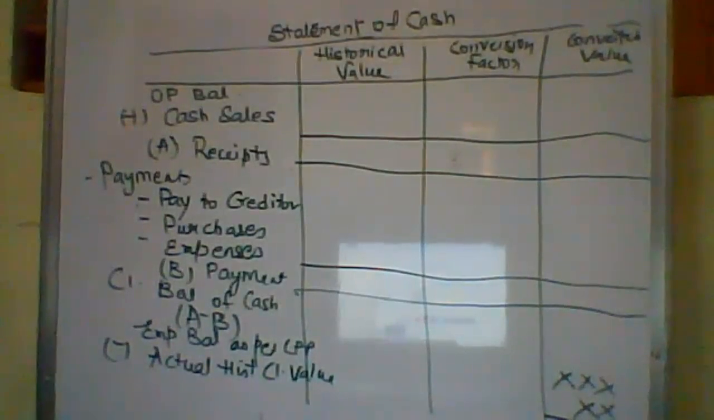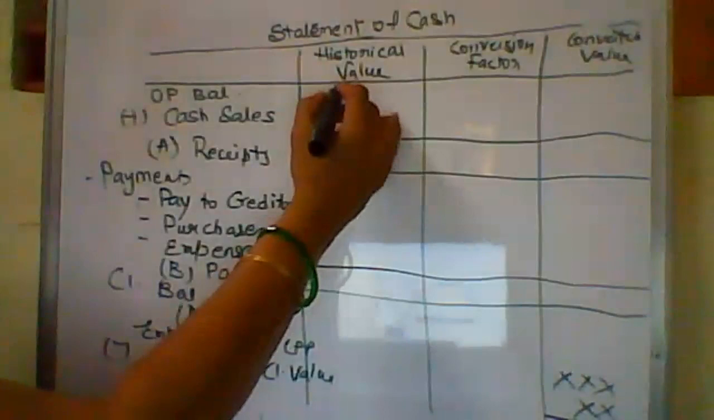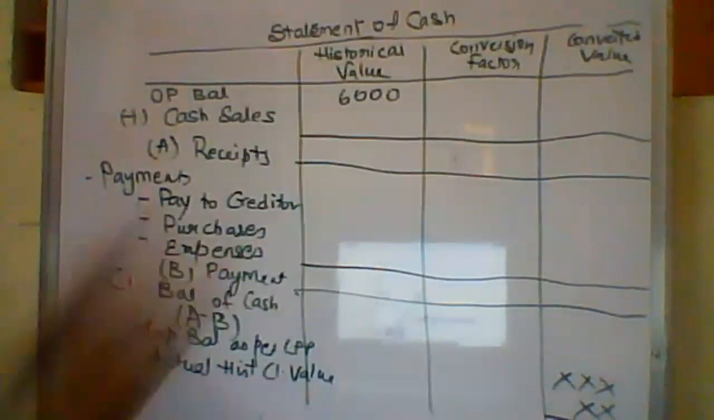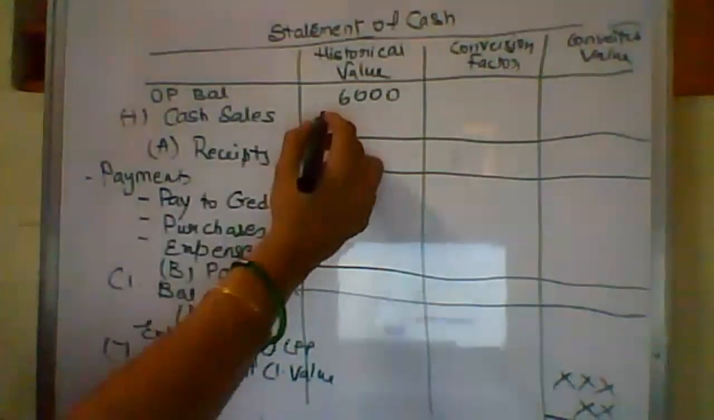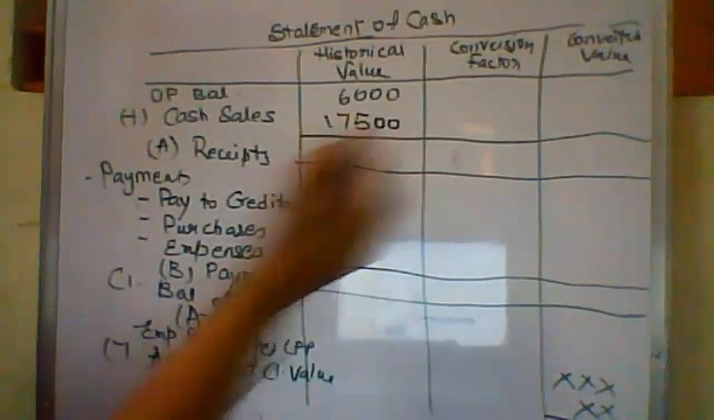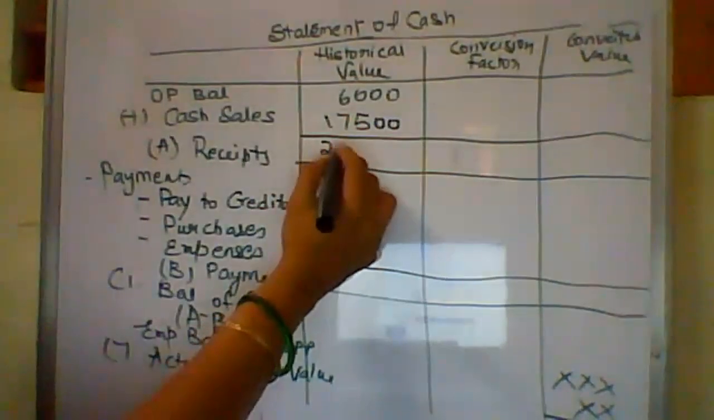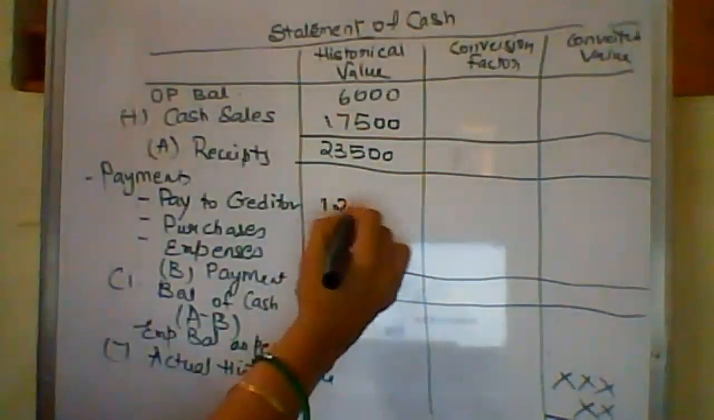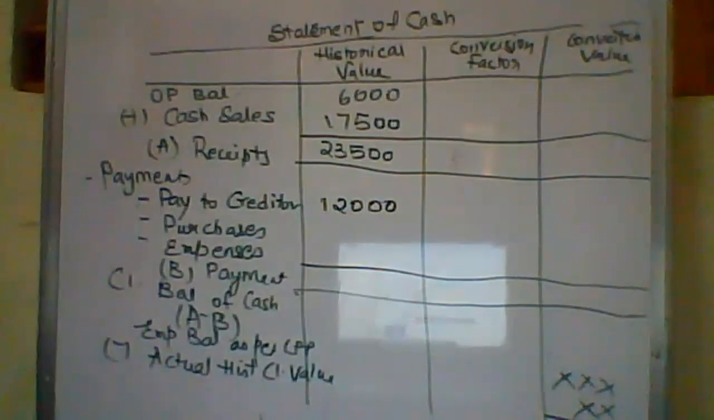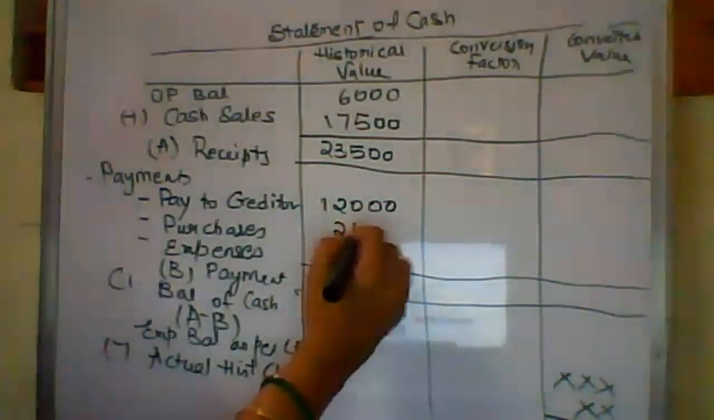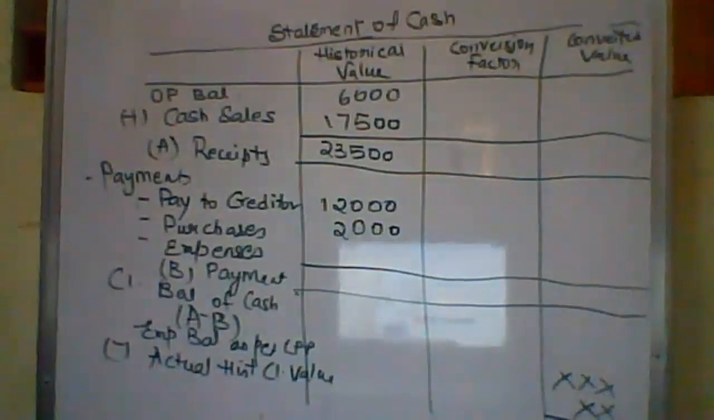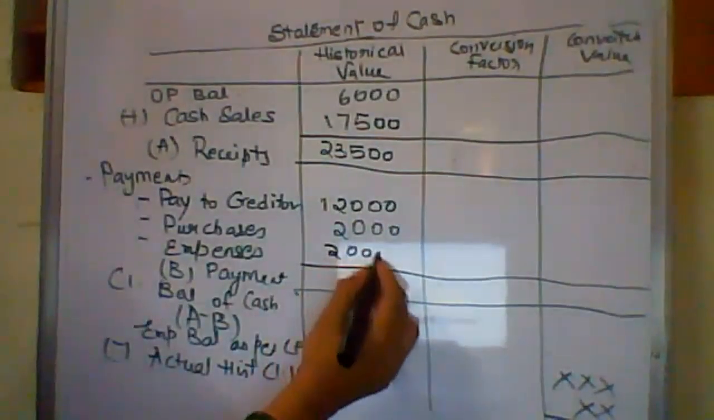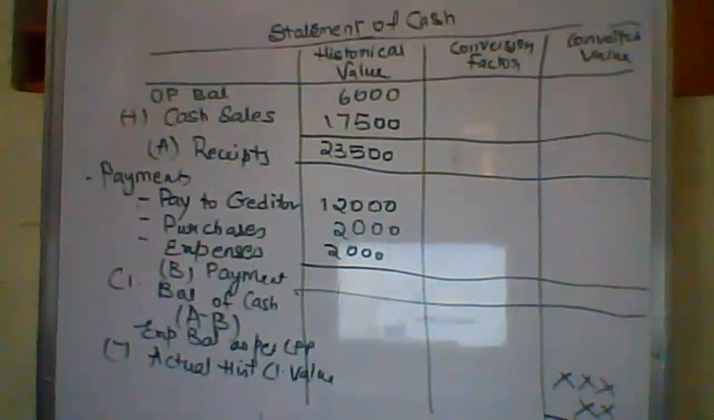So first of all, what is the opening balance which is given to us? He has given you an opening balance of 6,000. Sales are 17,500. Total receipts are 23,500. Out of the payments which are given, payment to creditors 12,000. Payment towards purchases 2,000. Payment towards other expenses 2,000.